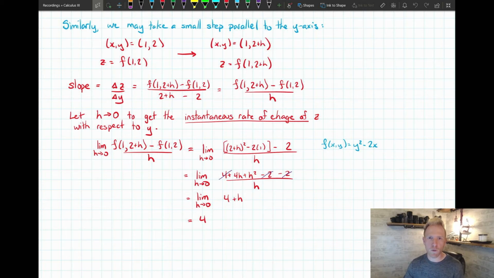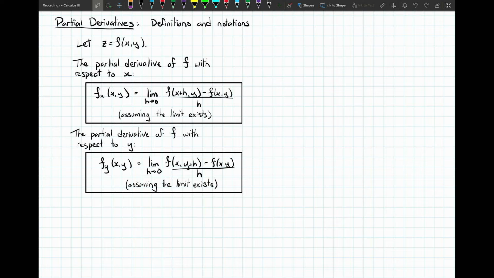So now why don't we give formal definitions for what a partial derivative is? And of course, just like with single variable calculus, there are a couple different notations you can choose from. Let's suppose that we have some sort of function of x and y. And oftentimes we'll let z equal the output of that function. If we want to just use function notation, then the partial derivative of f with respect to x is defined as the limit of f(x+h, y) minus f(x, y), all over h as h goes to 0, assuming that limit exists.